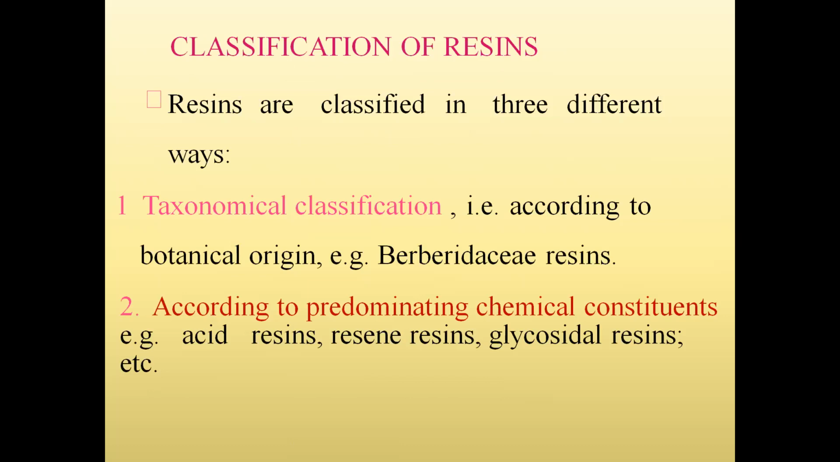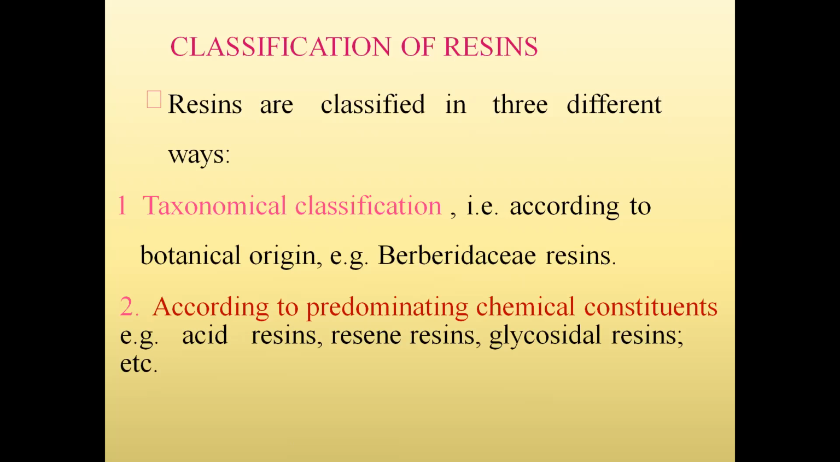First one is the taxonomical classification. Taxonomy means it is based on the genera, species, or the botanical origins. For example, Burseraceae resins. In this, they are classified according to their family. Next, according to the predominating chemical constituents.